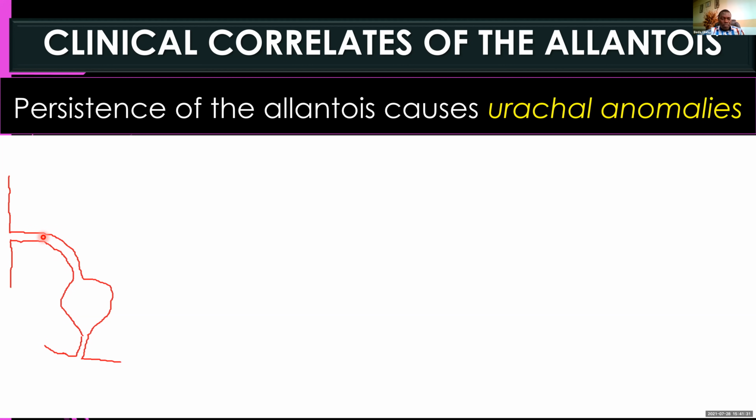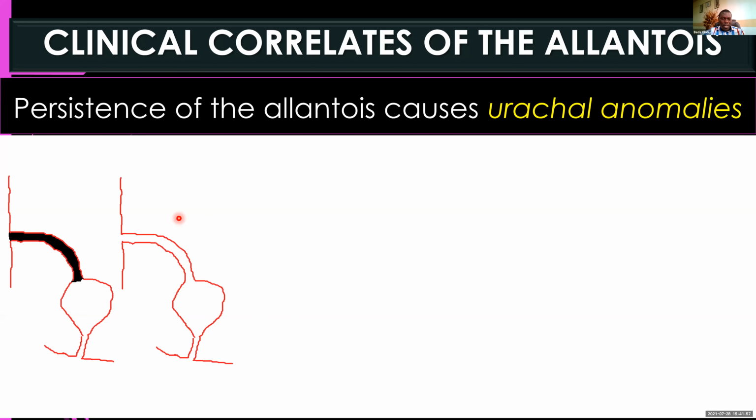The normal fate is that the urachus then collapses, or rather solidifies, to become a ligament. And that ligament is what we call the median umbilical ligament. So this is the normal state of it. Now let's see the second image.